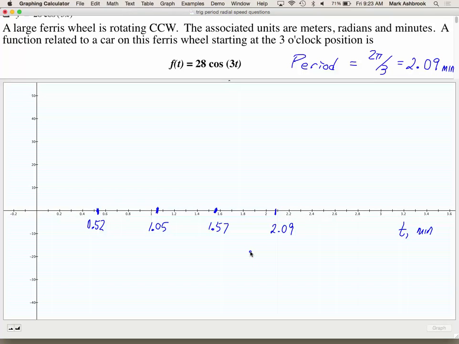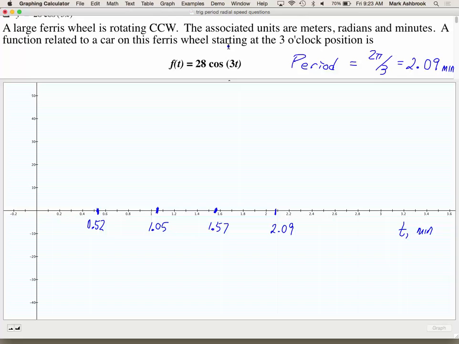Okay, so these are our 4. And then we're modeling what? 28 cosine. So again, is this going to be in meters or radius lengths, fraction of a radius? Meters, right? Cosine gives us the fraction of the radius length, times 28 will give us meters at any given time, right?